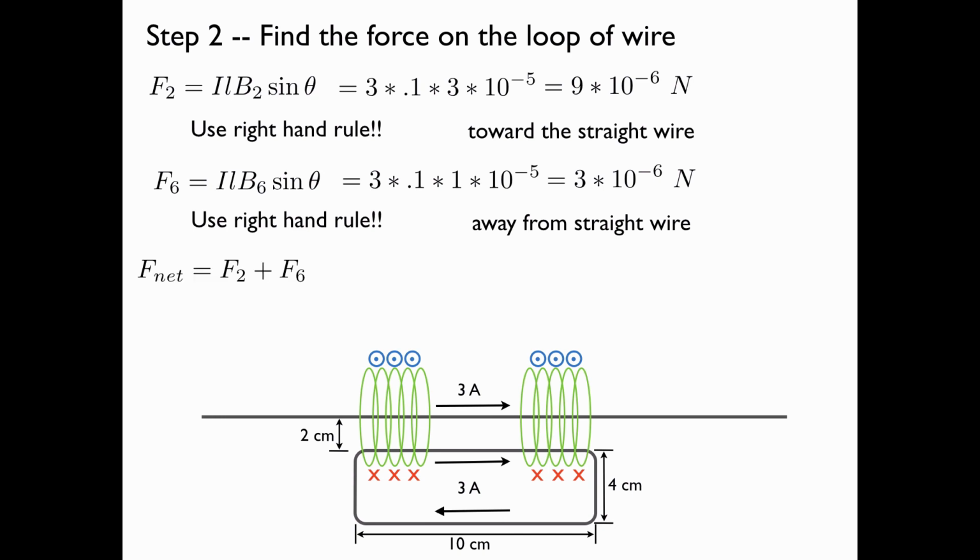So the net force is the sum of the forces. Keeping in mind that they're in opposite directions, one has a different sign. And we find this value for the net force acting on the loop of wire. And the direction of the force is towards the straight wire. And that concludes video 21.3.